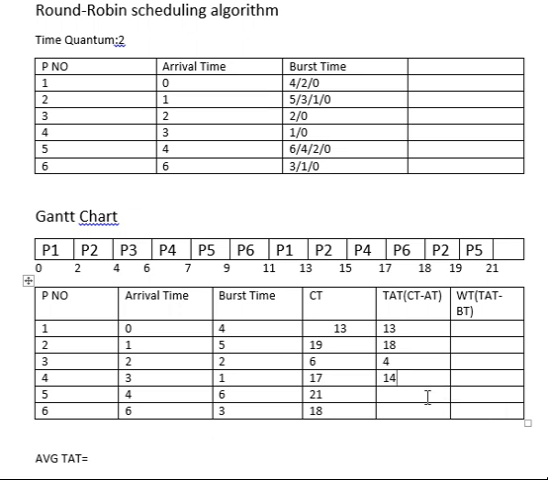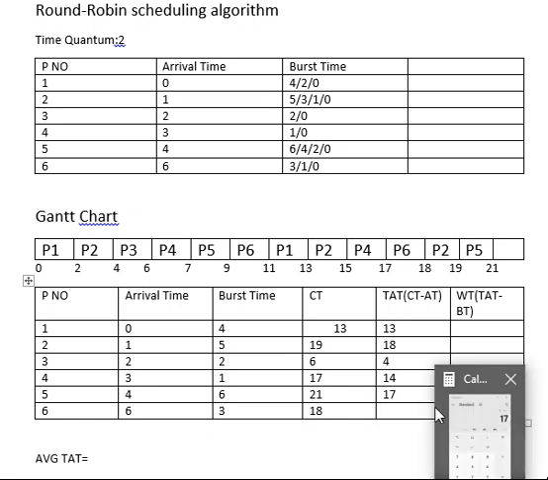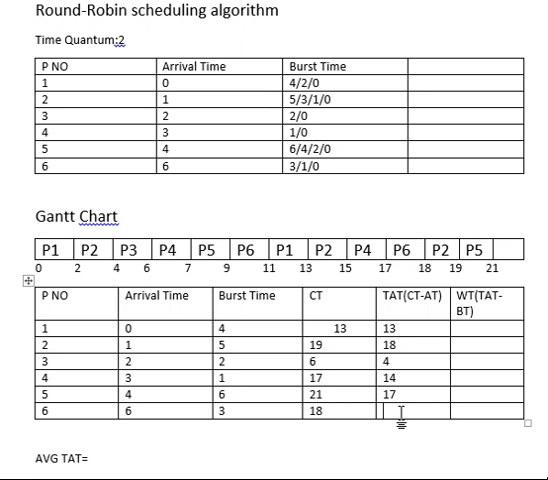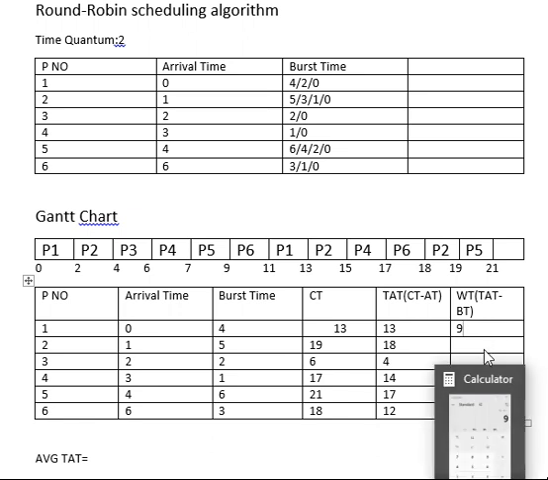So here we have next is 21 minus 4, that's 17. 18 minus 6 is 12. Okay, next we have waiting time. Waiting time is turnaround time minus your burst time. So 13 minus 4 we should do. That's your 9. Next we have 18 minus 5, that's your 13.